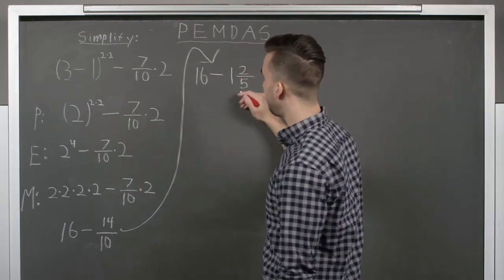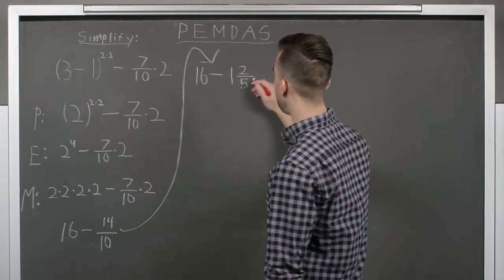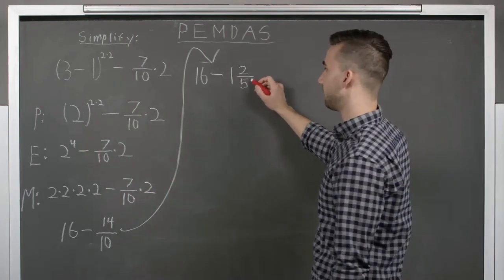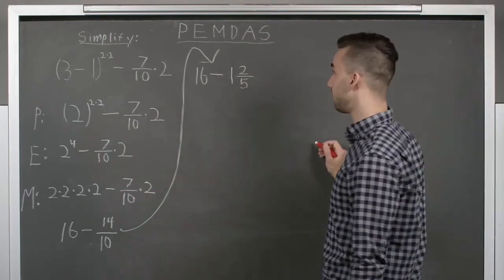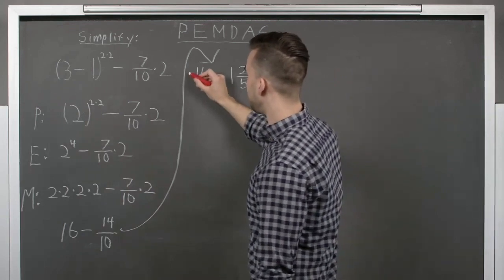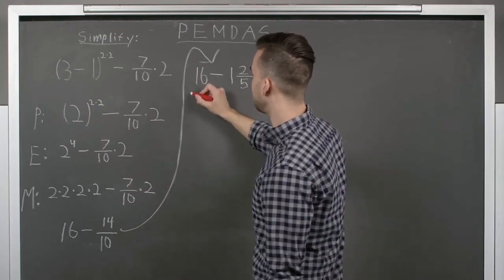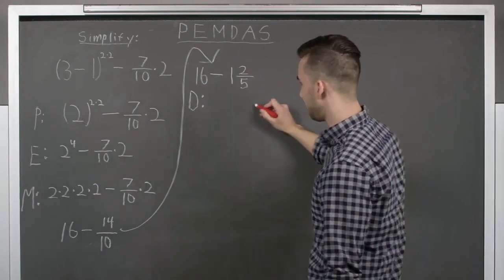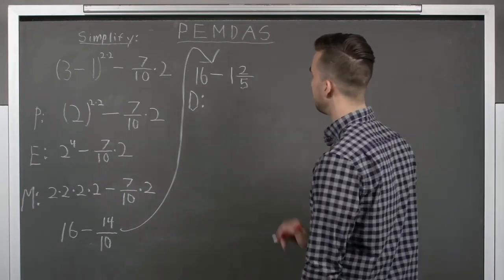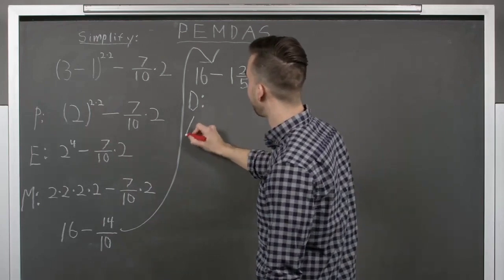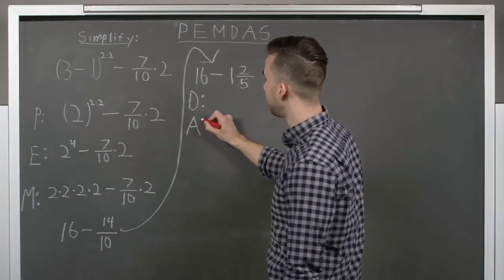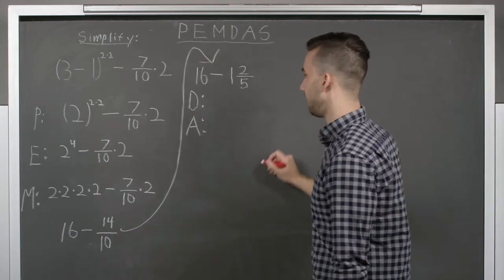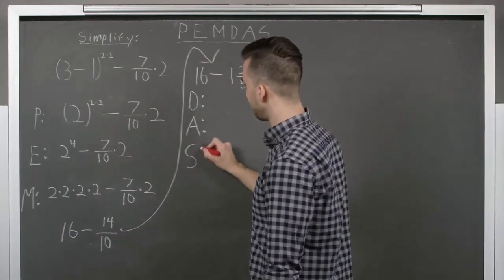So now, do we have any division? Yes, but it's in the form of a fraction, so we can't really simplify that anymore. So we did our D step already. We'll just write D here and leave it blank. Let's do our A step. Any addition we can do? No. So let's go to our S step.